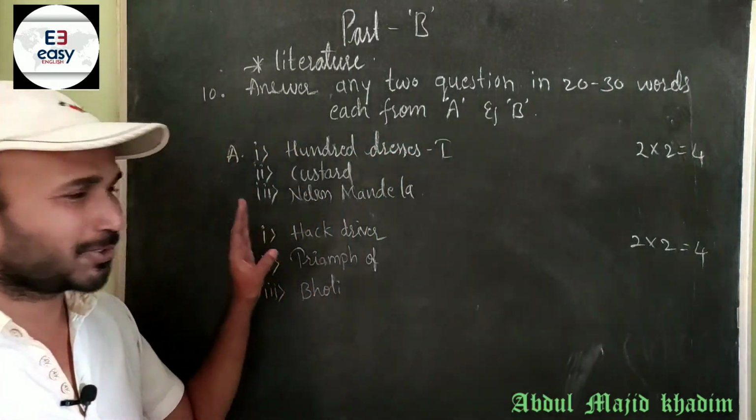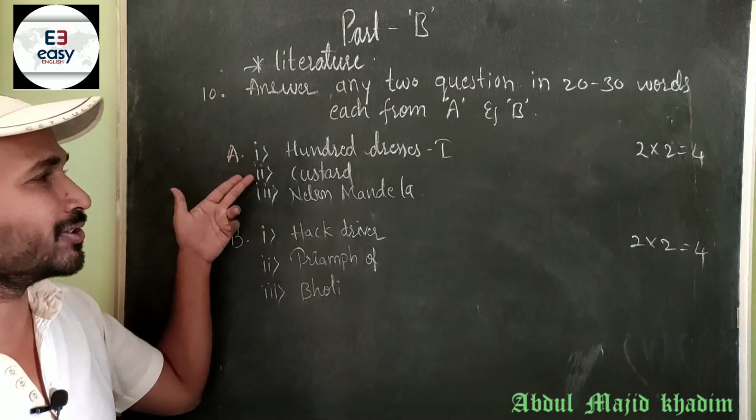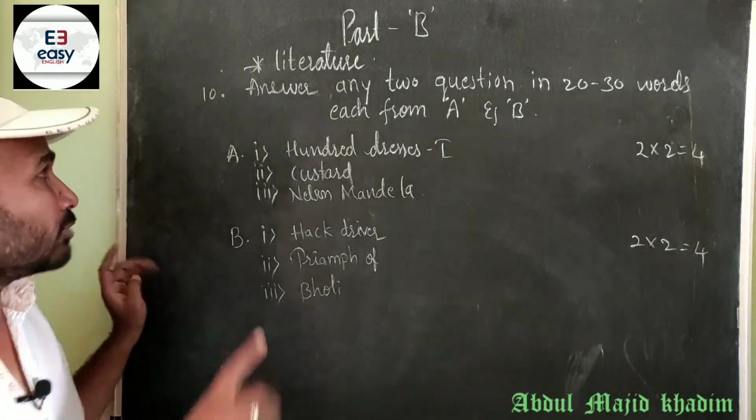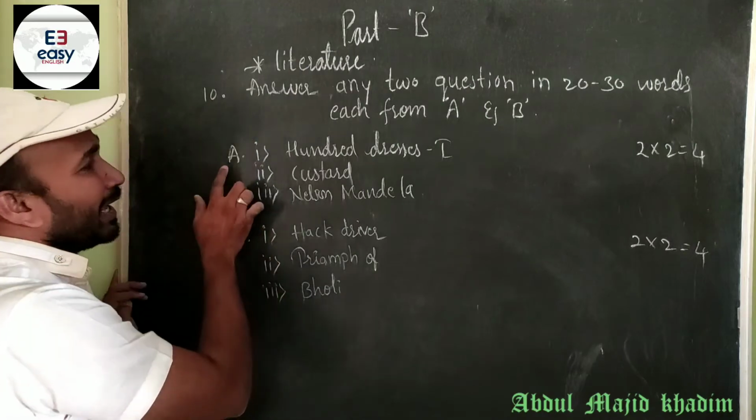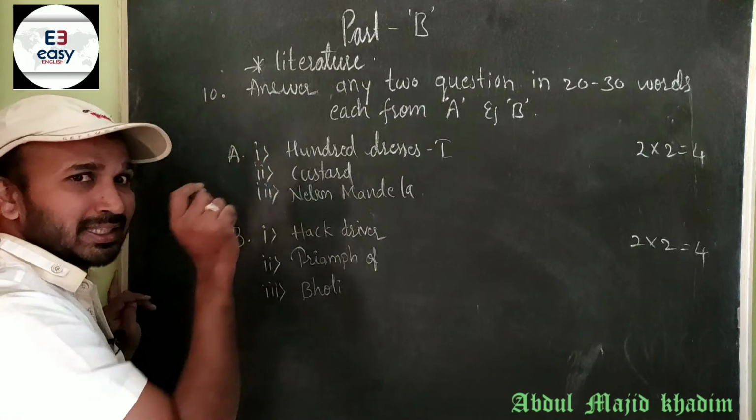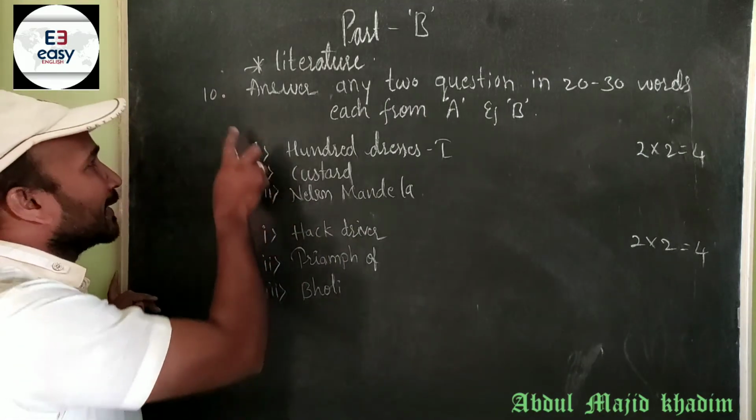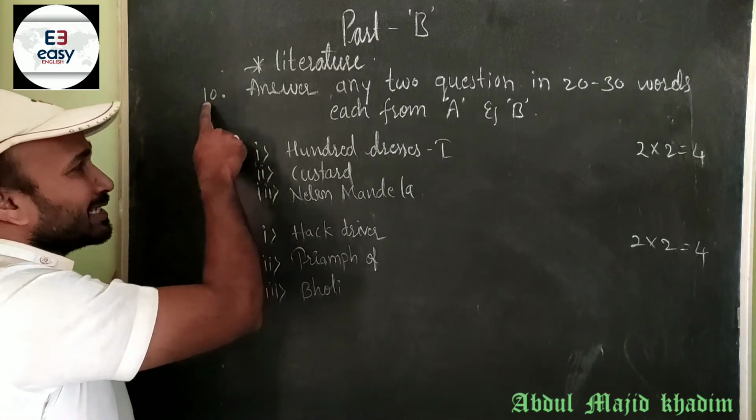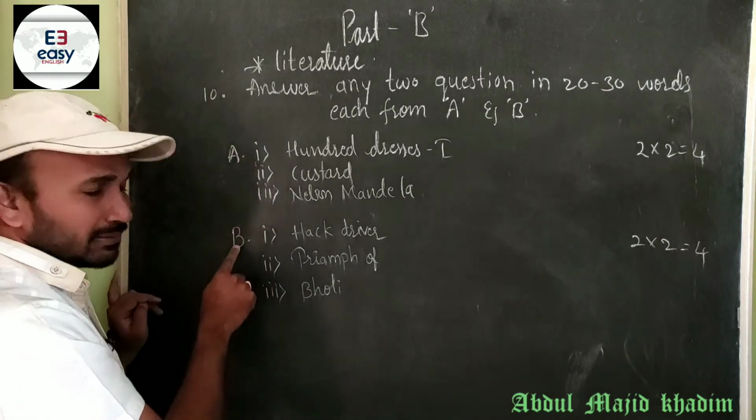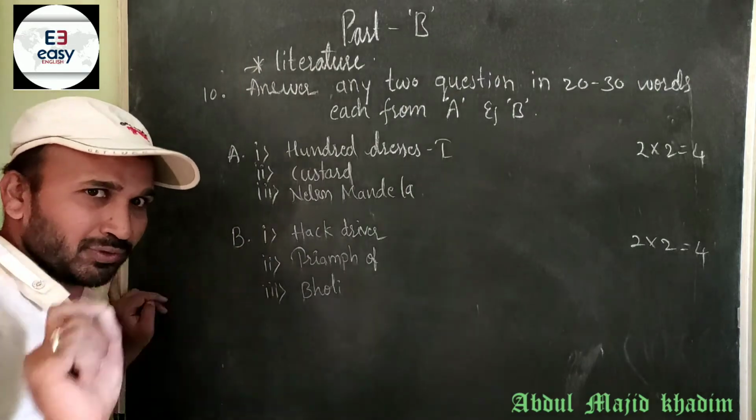Understood? So how to write this? Any 2 you have to select, this or this or this, any 2. But don't forget to write 10th A, and among that, if you are writing the first one, you have to write the question number properly. If you are writing 10th A second, you have to write 10th A second, or 10th A third. Or if you are writing B, 10th B first, 10th B second, 10th B third, you have to write it properly.